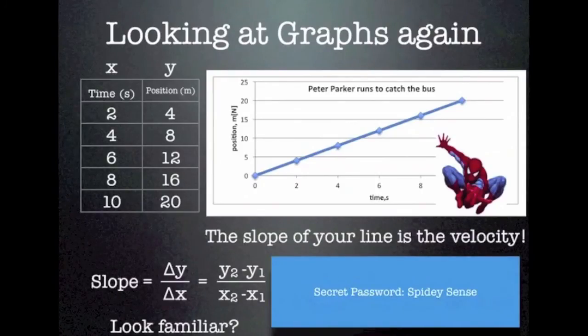Looking at graphs again. So here's where that y equals mx plus b that you've been working on so hard in the past couple of years of your life comes in handy. So the slope of your line is the velocity of your object. So over here I've got my x-y chart, which you're familiar with already. And then I also have this slope point equation that you may or may not be familiar with. So slope equals the change in y over the change of x, which also equals y2 minus y1 over x2 minus x1. You remember that? That's how you find the slope of the line when you're given points.